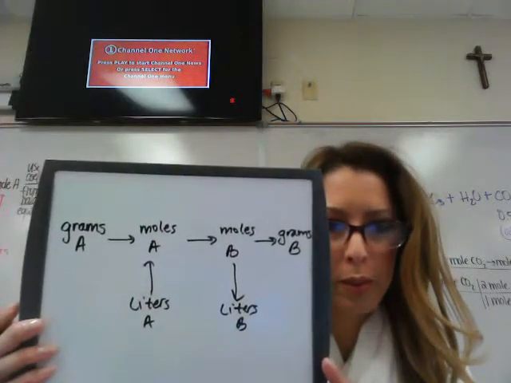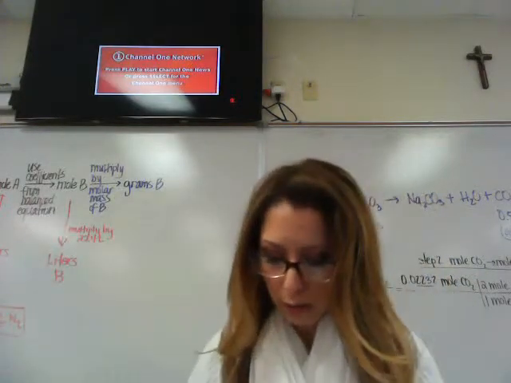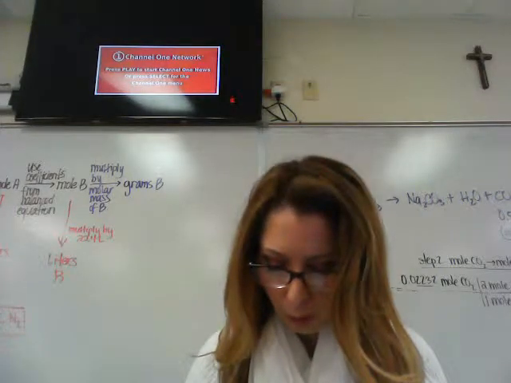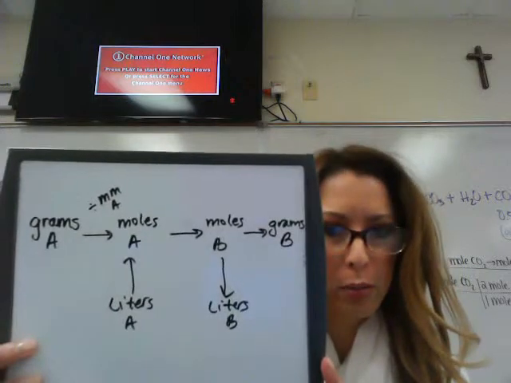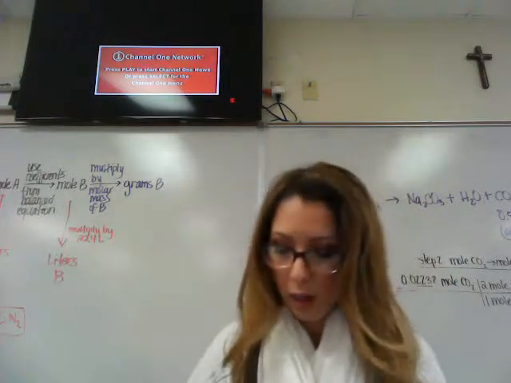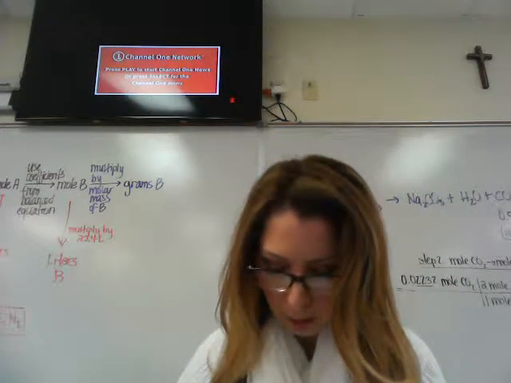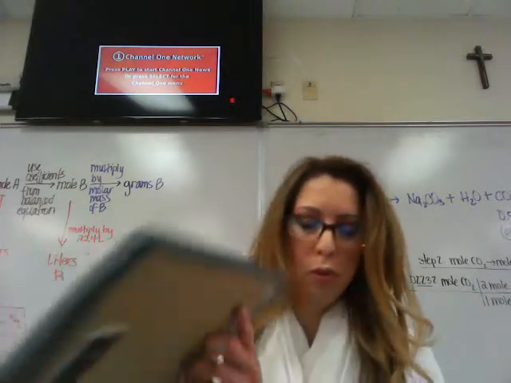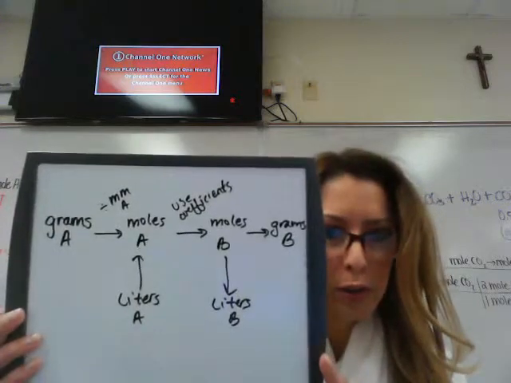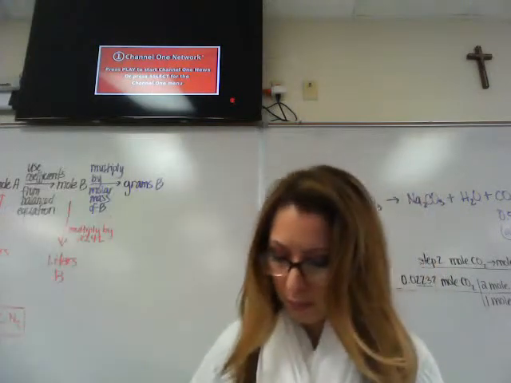So when you convert grams of A to moles of A, you're going to divide by the molar mass of A. When you're converting moles of A to moles of B, you're going to use the coefficients in the balanced chemical equation. And when you convert moles of B to grams of B, you're going to multiply by the molar mass of B.